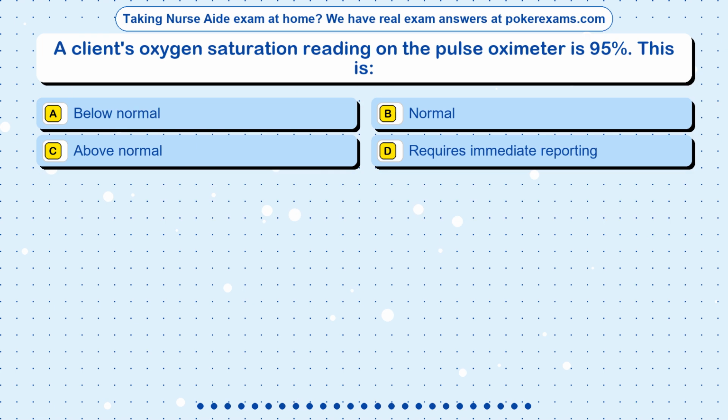Question 5. A client's oxygen saturation reading on the pulse oximeter is 95%. This is: Option A, below normal. Option B, normal. Option C, above normal. Option D, requires immediate reporting.